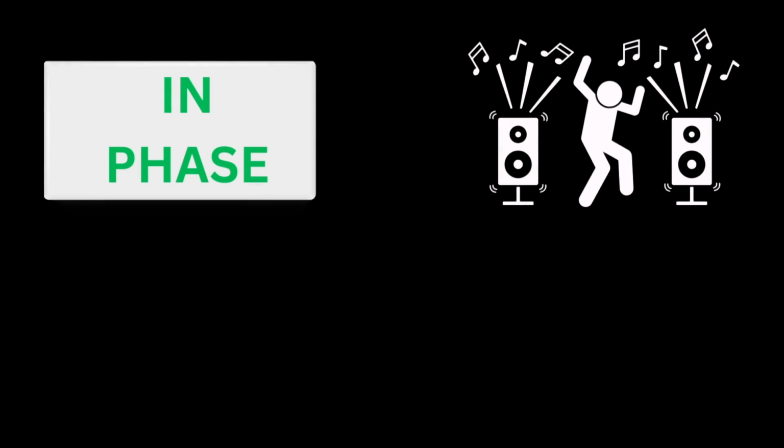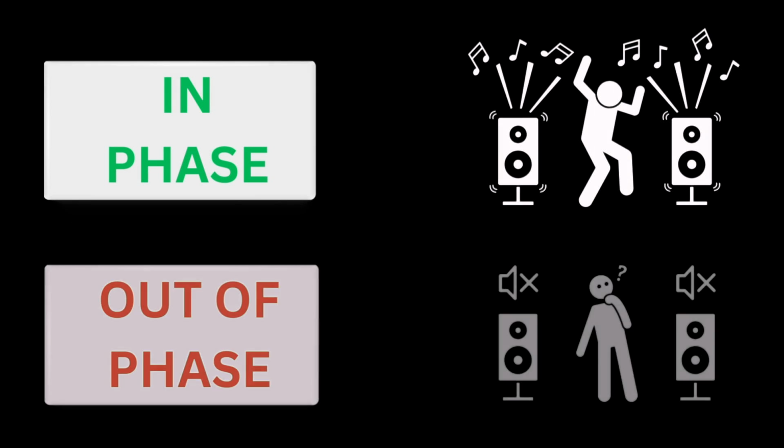When sounds are in phase, they reinforce each other, making the sound stronger. But when they are out of phase, they can cancel each other out, leading to weird and often undesirable effects in your music. Alright, so how do we check it?